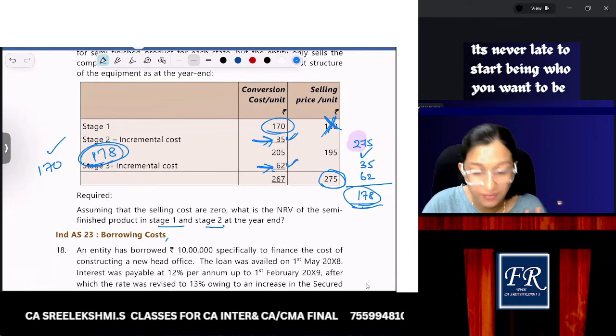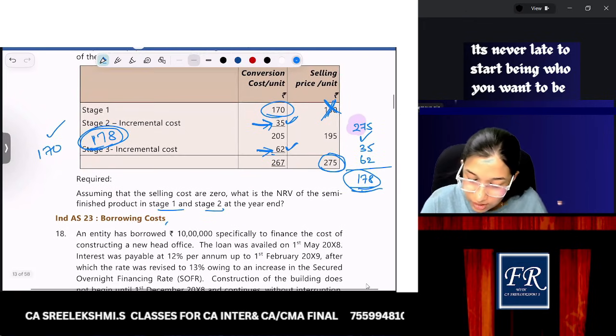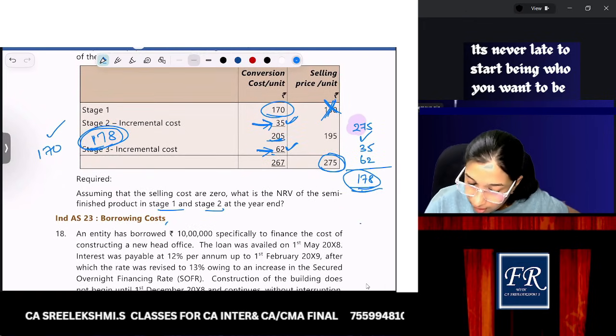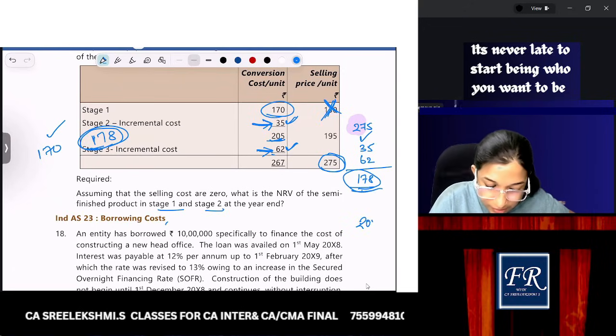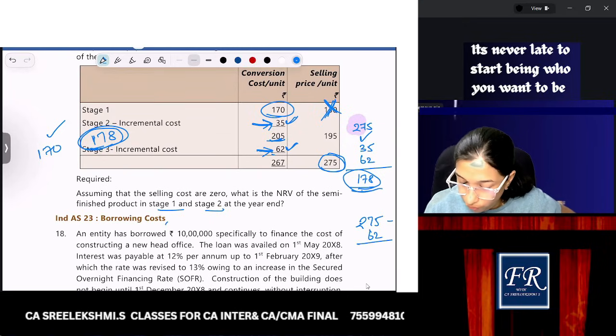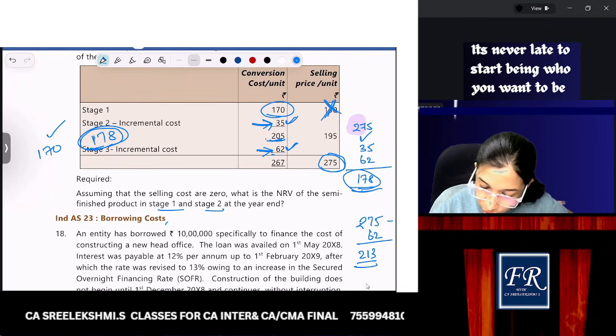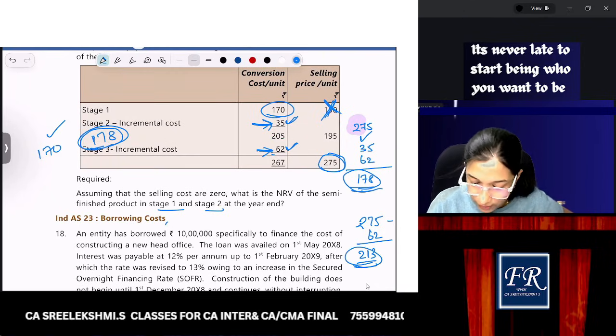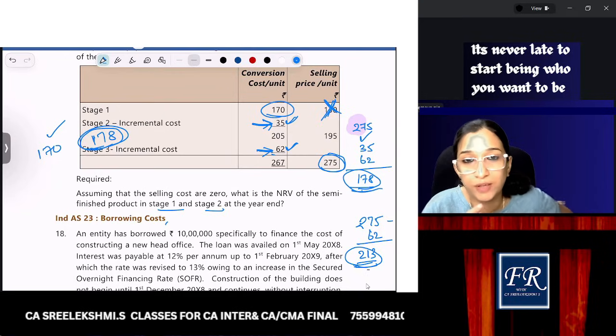So the asset will be still valued at 170. And at stage 2 my total cost is 205. But I'll be selling only if I complete the product. So it is 275 minus 62, 213 is the NRV. So cost is 205 compared with 213. Still the cost will be shown as 205. 213 will be ignored.